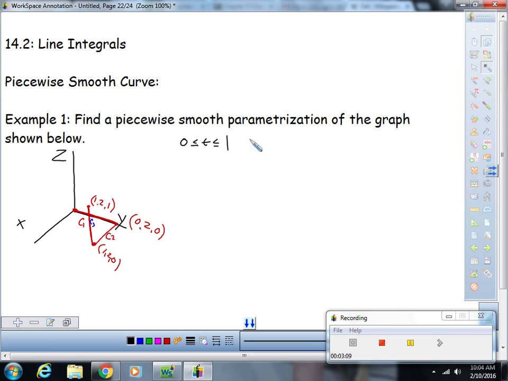So what does x equal the whole time? 0. Y is the thing that depends on t. So it's 2t. And z is 0. Okay? I'll take questions. No problem. I'm just going to pause the video.